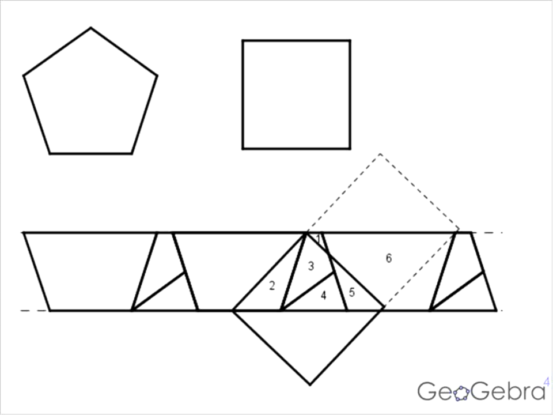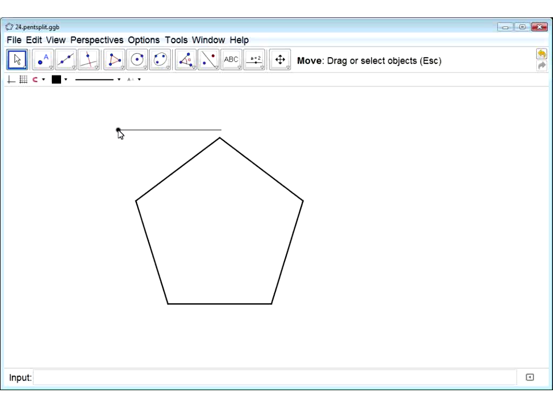But the pentagon actually gives an interesting dissection in itself to do this. So let's have a look at that one. Okay, so the idea with the pentagon is you chop off the top triangle that you can see there, rotate it around to the side.